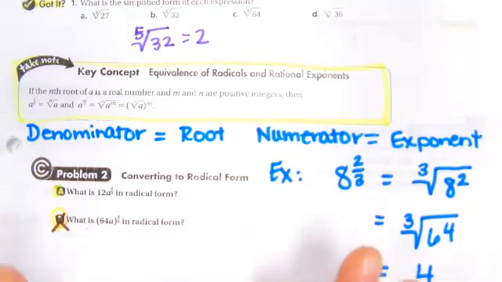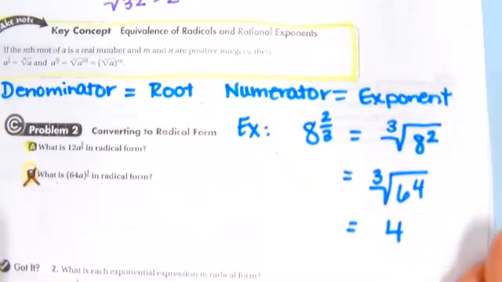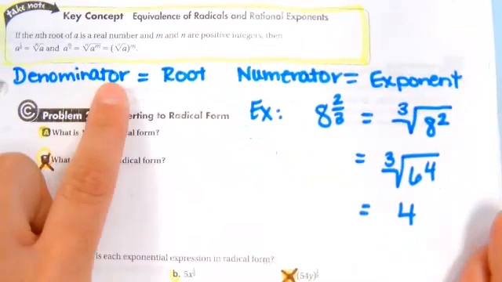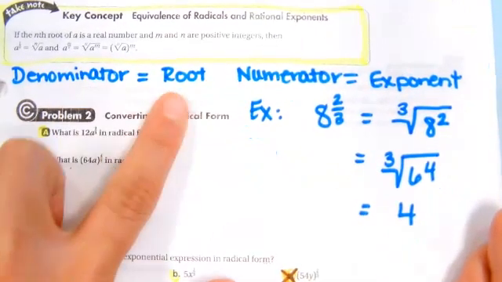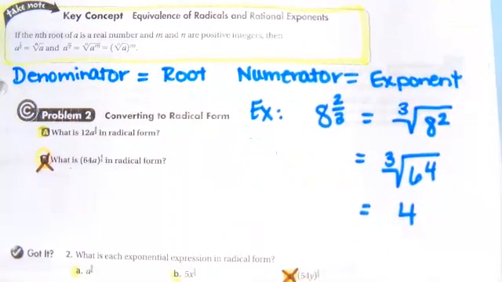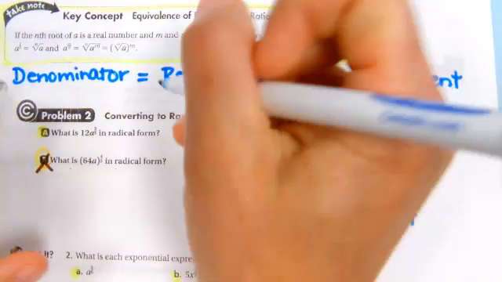What I want to show you is the example. It's a little bit easier. Just write this down if you haven't already. The denominator is the root, or the index.